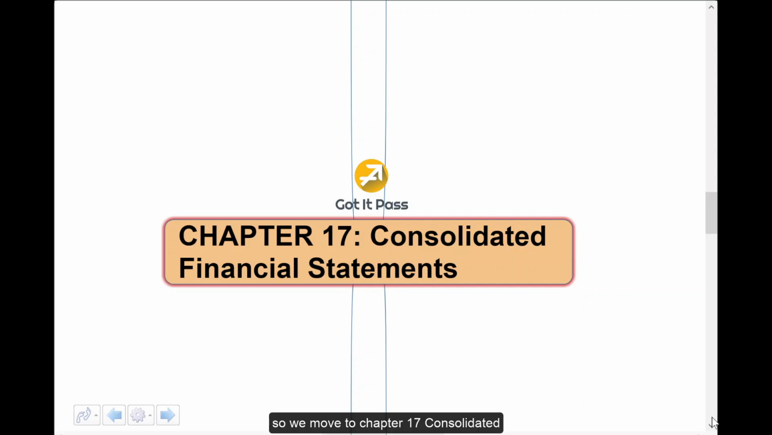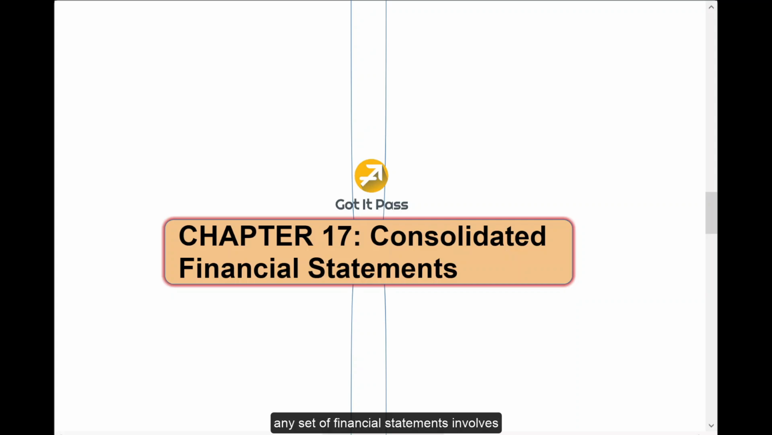So we move to chapter 17, Consolidated Financial Statements. This chapter is not dissimilar to chapter 3, if I could take you back to the regulatory conceptual environment. In one way, it's very, very different to the other chapters within this particular course, because it's very much focused on computations. Consolidated financial statements are really about a series of different calculations.